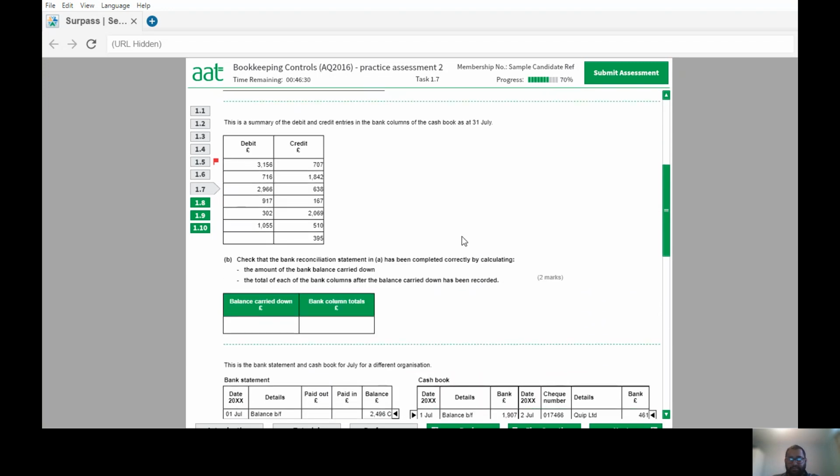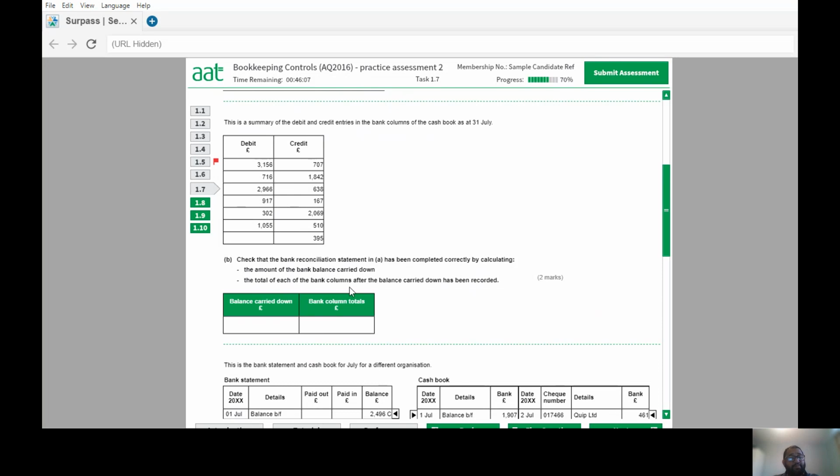Next one. This is a summary of the debit and the credit entries in the bank column of the cash book. So we have all the debits, all the credits. They're asking you here, check the bank reconciliation statement in A has been completed by calculating all the value of your debits and credits. So this is a job for your calculator.